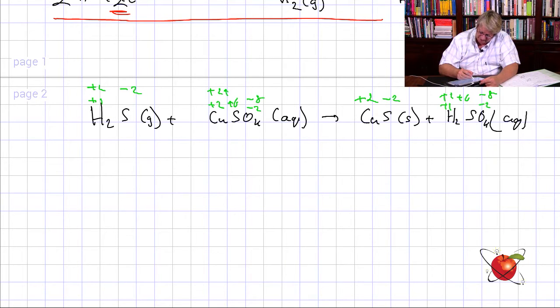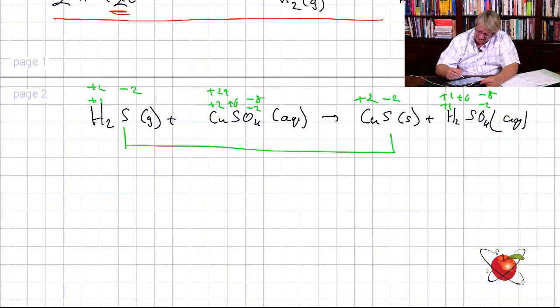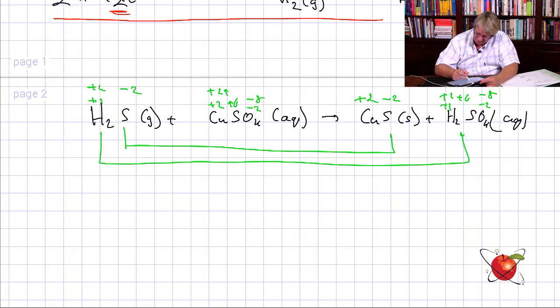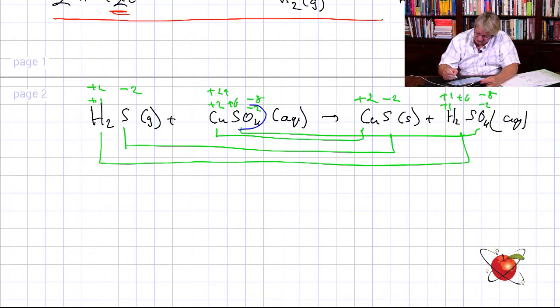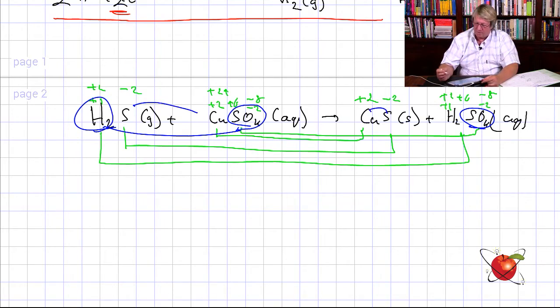Well, that stayed the same. The H has stayed the same. The copper has stayed the same. And the oxygen has stayed the same. In fact, I don't want to do that. I want to do this. Can you see? The SO4 has gone there. The H2 has linked with that. And the S and the copper have just got together to form copper sulfide.